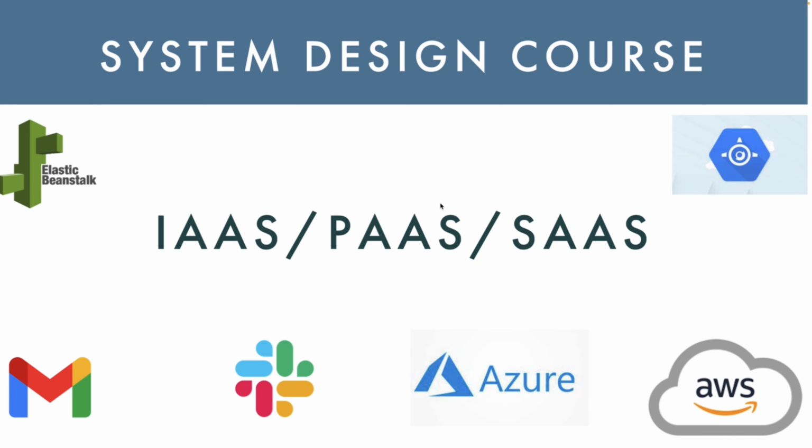So I'll be starting a system design course, or end-to-end course, starting from a very basic explanation of what the different types of services are. As you can see on the image that I have uploaded here, there are different types of software like Elastic Beanstalk, Google App Engine, AWS, Azure, Slack, and Gmail. So we are going to understand this in depth, and let's proceed further.